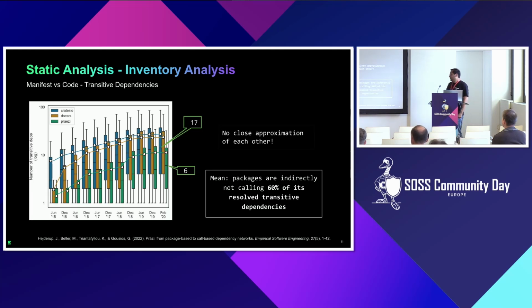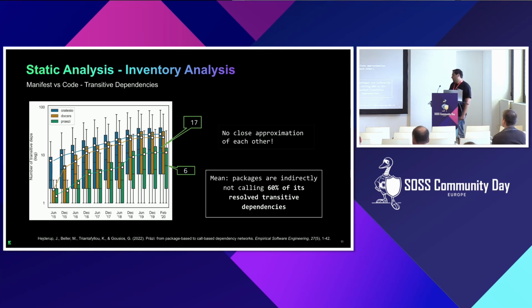But the picture very quickly changes when you start looking into transitive dependencies. And here we find that when you count the number of used dependencies, there's a big difference between the number of transitive dependencies from your manifest-based representation versus the number that you get called. So here we found, for example, I looked at a snapshot of Crates.io back in February 2020.